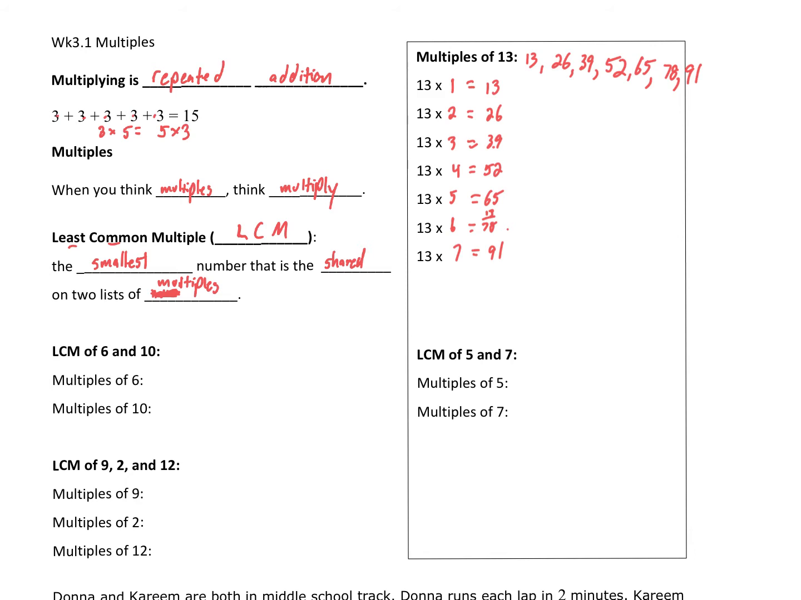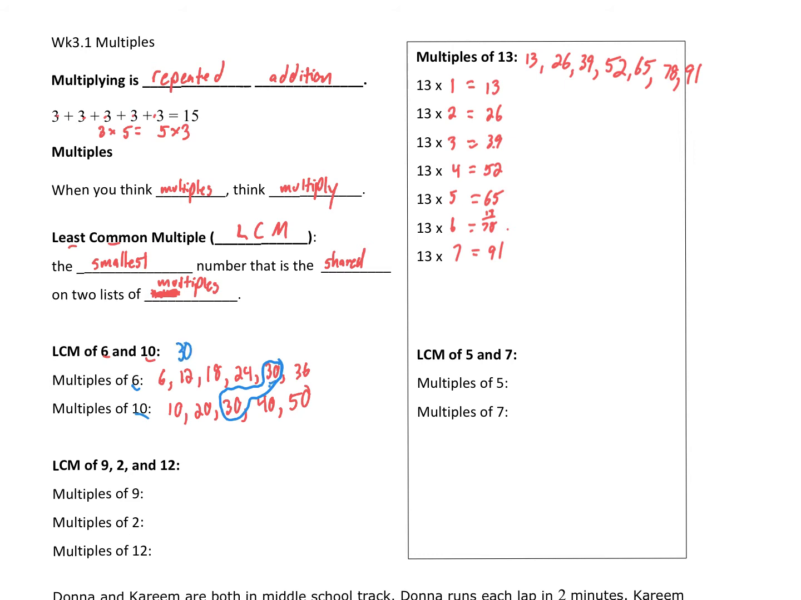Okay, so the LCM of 6 and 10, multiples of 6. We can count by 6's, or we can do 6 times 1, 6 times 2, 6 times 3, and we just need to do this for a little while. We don't need to go forever. Multiples of 10, well, that's easy. We just count by 10's. And again, I could just go for a little while. Now, do we have any that are shared on both lists? Yes, we do. We have a 30 here and we have a 30 here. So the least common multiple of 6 and 10 is 30.